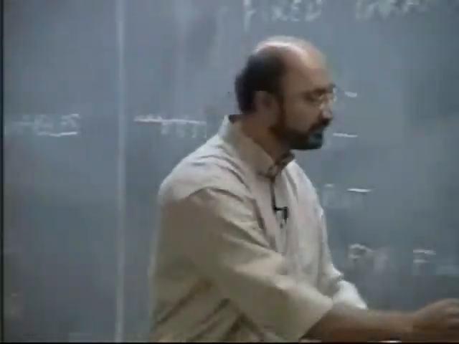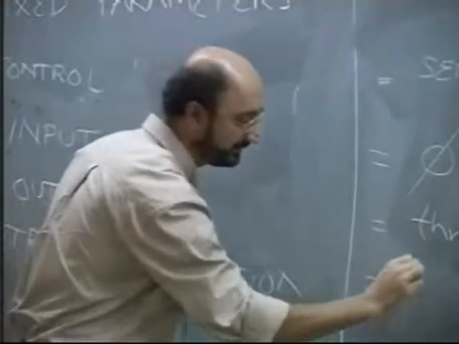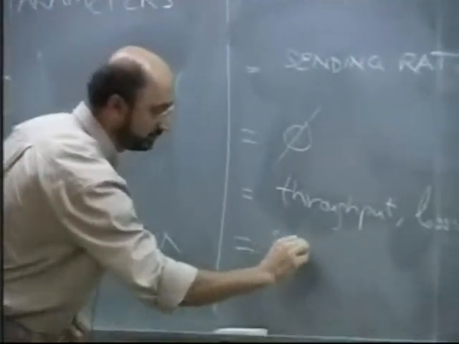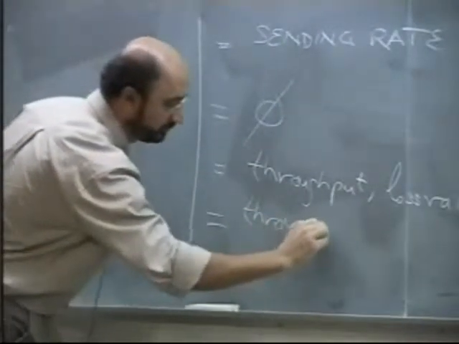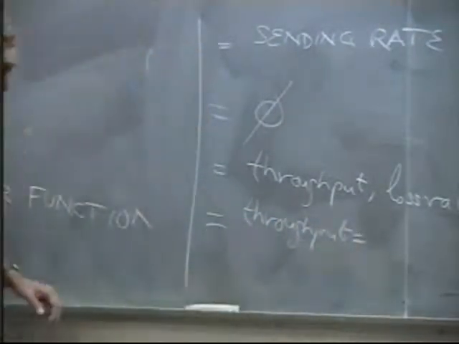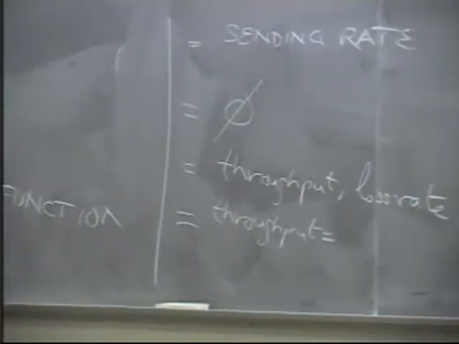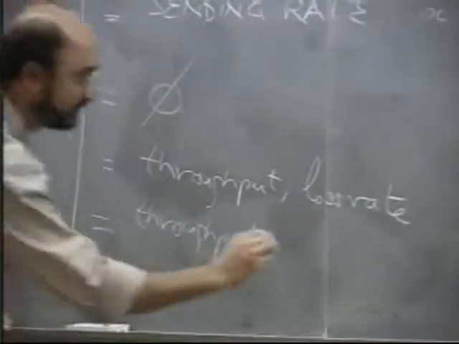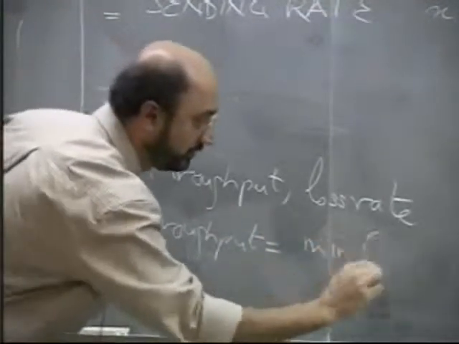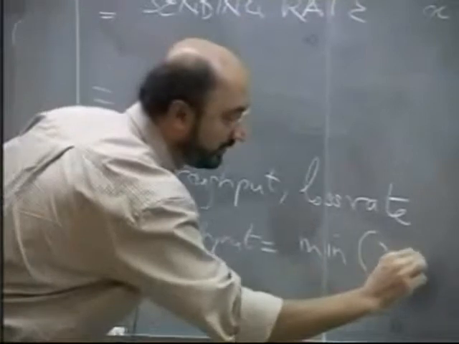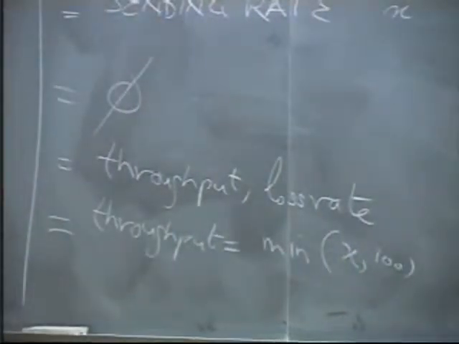So what's the transfer function for throughput? Let's say throughput is... How do you define the throughput in terms of the sending rate and the fixed variable? What is it? Throughput equals... Yeah. So it's basically nothing more than the min of x and 100, right?